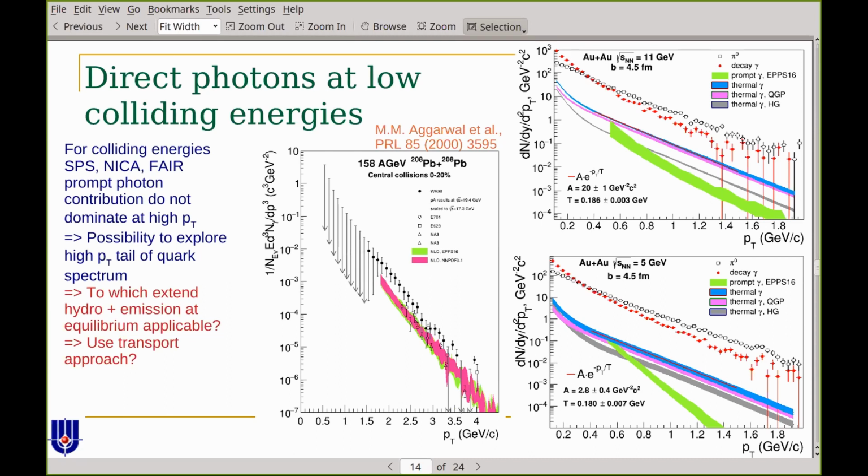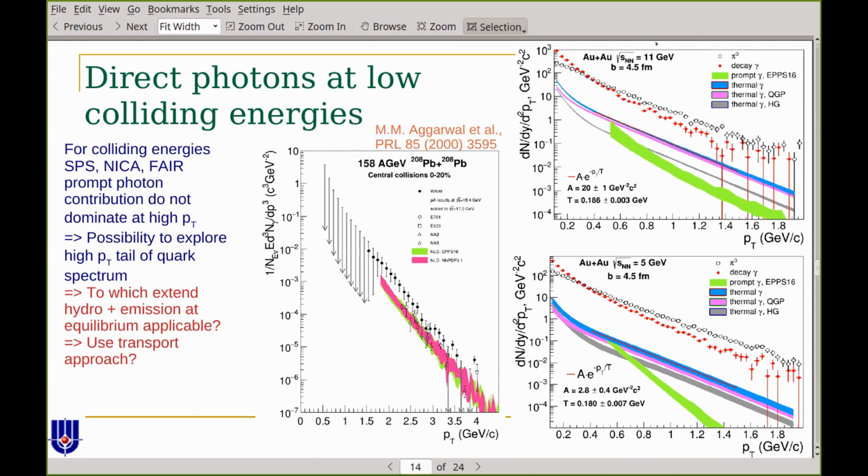And okay, even more dramatic at 5 TeV. And this opens a very interesting possibility to explore the high pT end of the quark and hadron distribution in a hot matter, which will define the high pT end of our thermal photon yield.